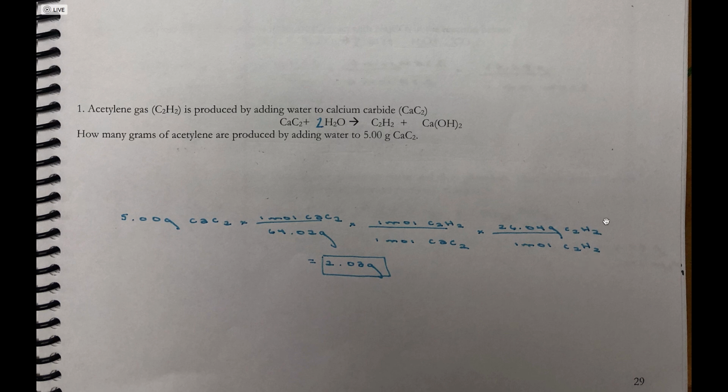So I'm going to take the molar mass of carbon, multiply by 2, and add to that the molar mass of hydrogen times 2, and I got 26.04. Okay? Then I'm going to take 5, divide by the 64.02, then multiply by 26.04, and the answer I got was 2.03 grams.